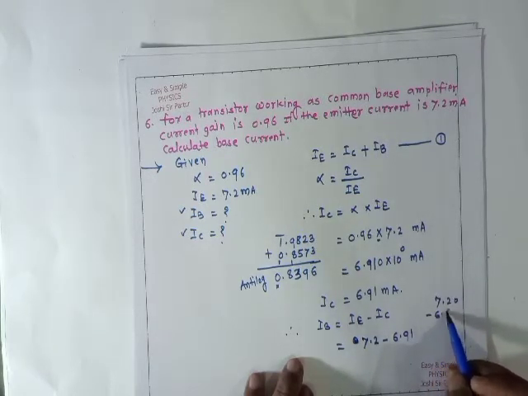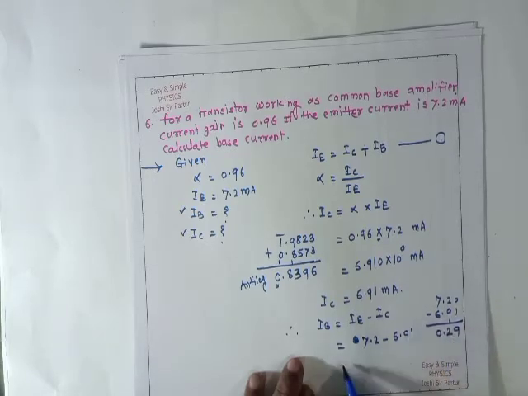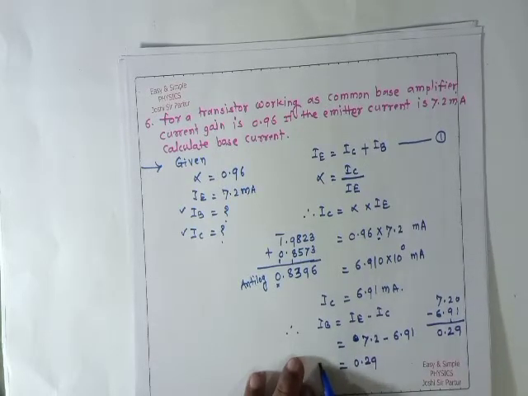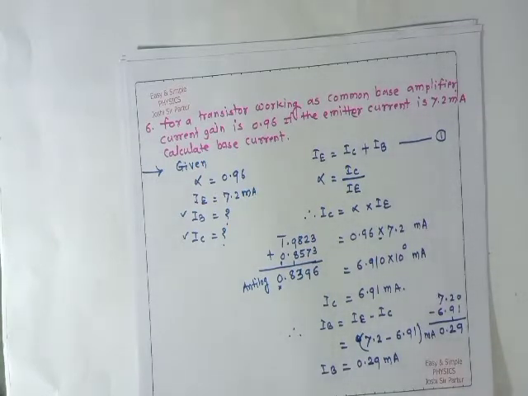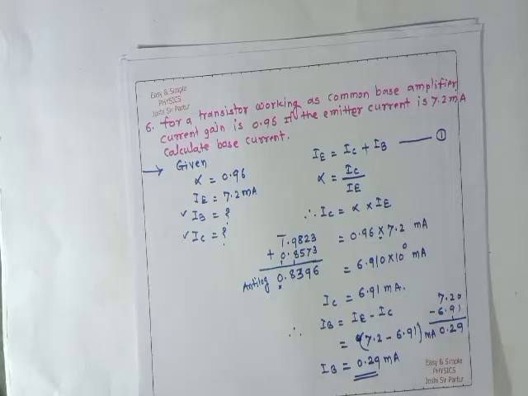7.20 minus 6.91 gives 0.29. So their subtraction will be 0.29. Here both are in milliampere. So the base current will be 0.29 milliampere. Such type of question will be asked for 2 marks.